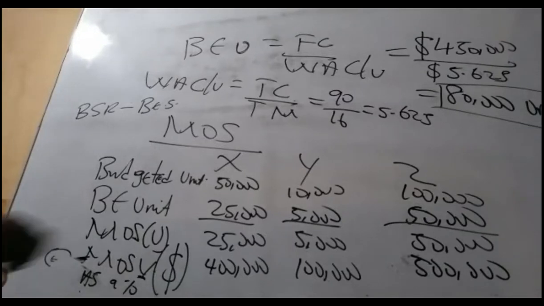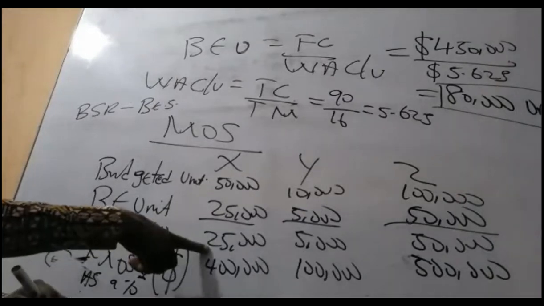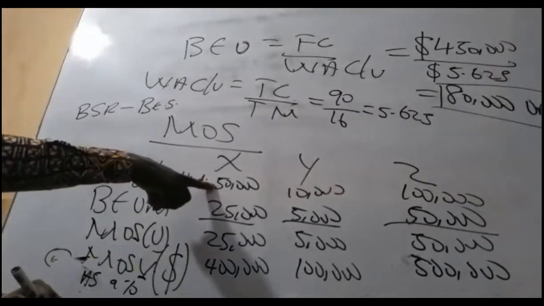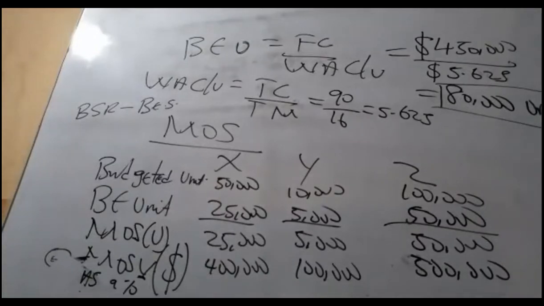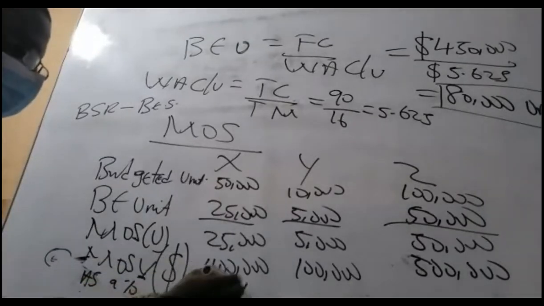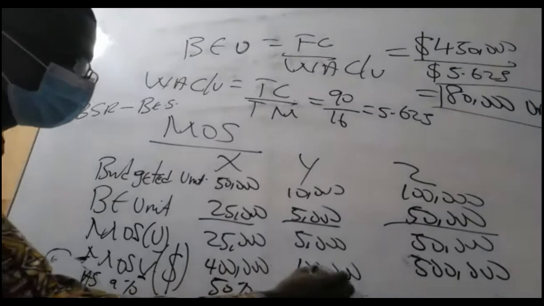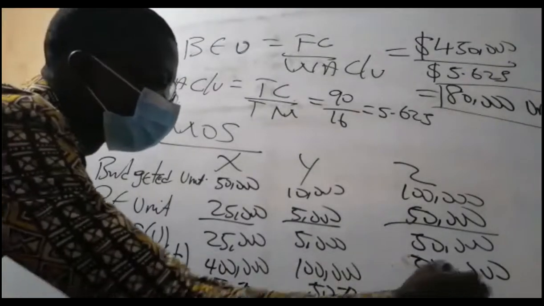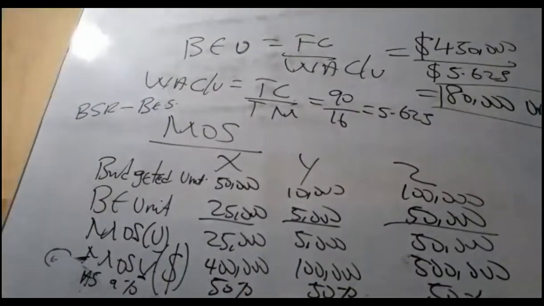Just pick the margin of safety and divide by what? The budgeted unit, right? So margin of safety in terms of unit is what? 25. Over the budgeted unit. That'll give you what? Individually 50%, 50%, and what? 50%.